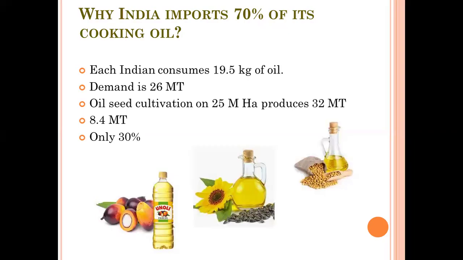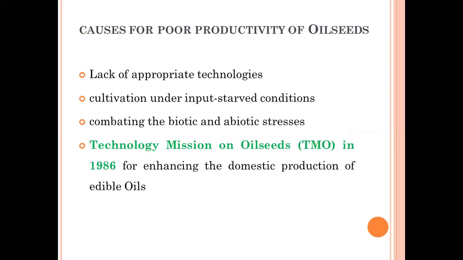But the demand for vegetable oil in India is 26 metric tons, and how much we are producing is only 8.4. So we are only producing 30% of the total. We are lacking, so we are importing 70% from other countries. So what's the reason behind why we are lacking production of vegetable oil in India?